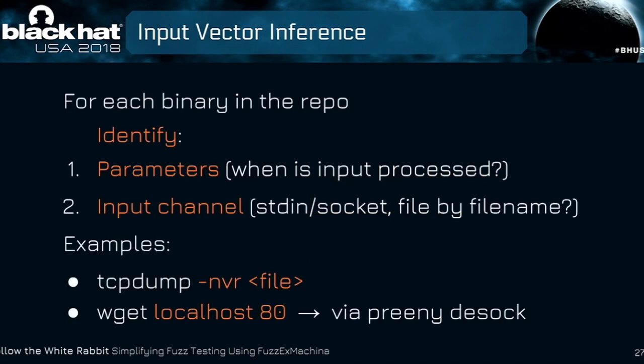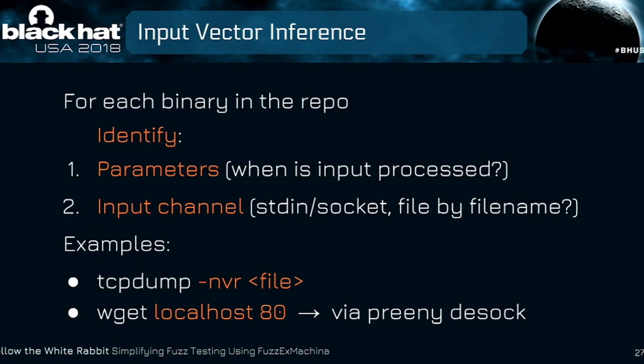So to formalize this intuition a little, once we have a binary in the repository, we need to identify two things. One, the parameter with which we need to call the binary so that it processes our user-defined input. And the second thing we need to identify is the input channel. So that would either be standard in, network, or a file path given as a parameter.